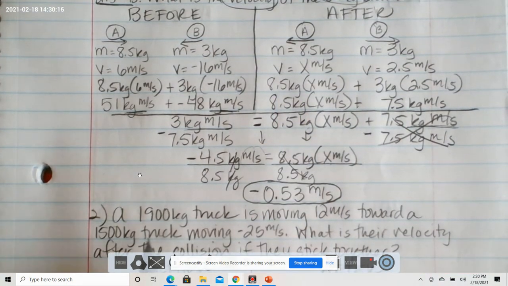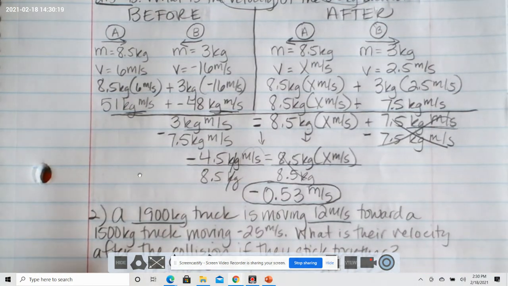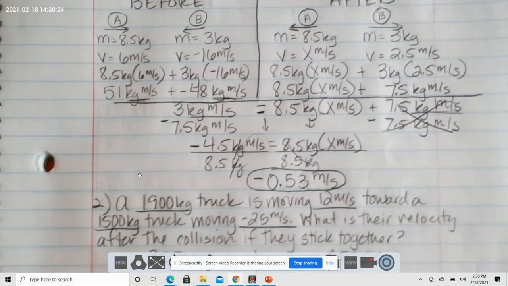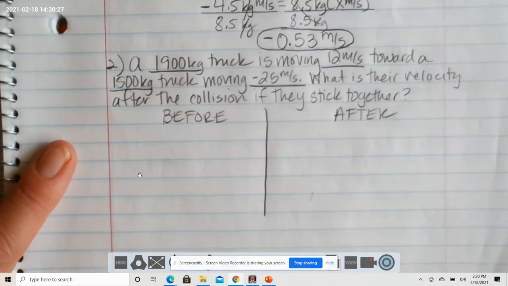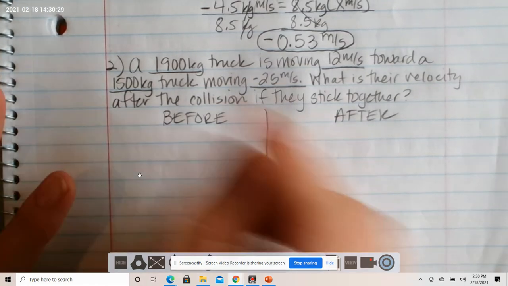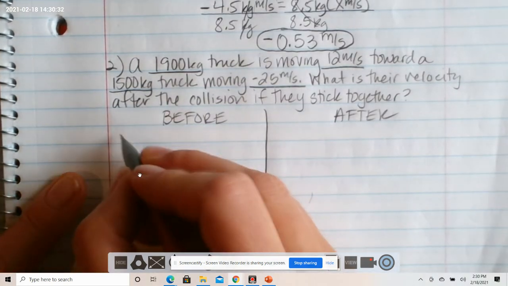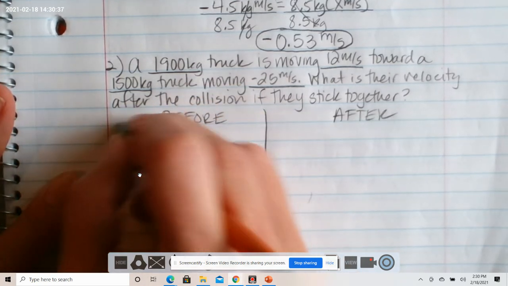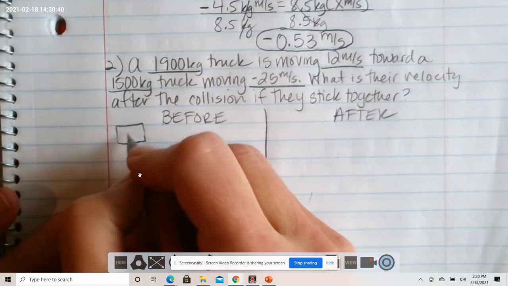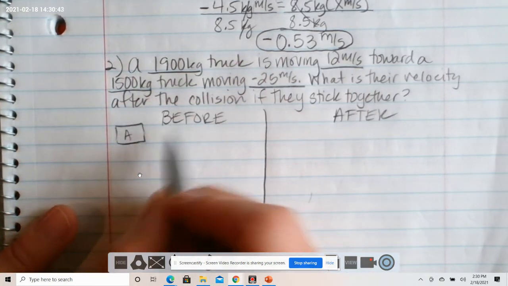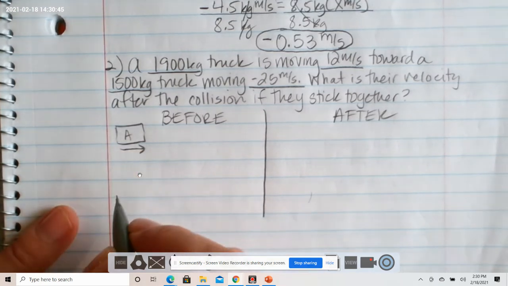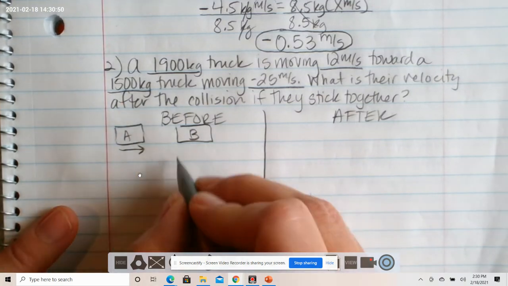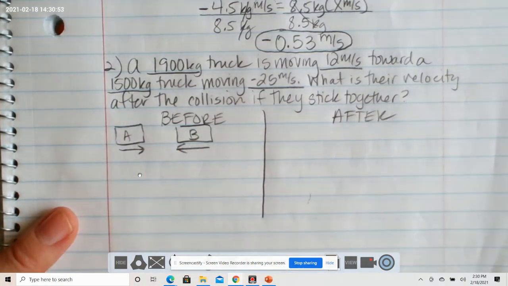The 1,900 kilogram truck is moving 12 meters per second towards a 1,500 kilogram truck moving negative 25 meters per second. Let me move it up so y'all can see what I'm doing here. Okay, let's start with that because that's the before. So I like to write it down. We have a truck and it's 1,900 kilograms. Oh, I'll just call it truck A instead of writing the kilograms in there. And truck A is moving 12 meters per second positive, so it's going to the right. Truck B is going to be 1,500 kilograms, but it's moving a negative 25, so it's to the left.